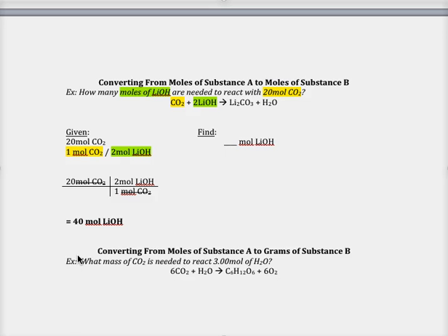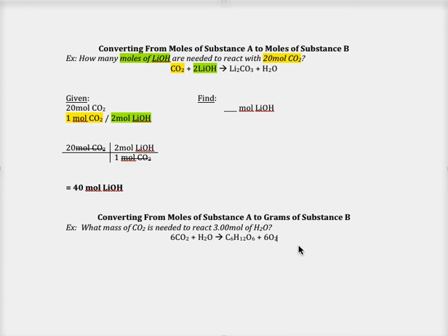So this time we're going to convert from moles of a substance, A, to grams. This is what's different. We just did a mole to mole conversion. Now we're going to do a mole to gram conversion of a completely different substance, substance B. So what is it that we're given? What mass of CO2 is needed to react 3 moles of H2O?